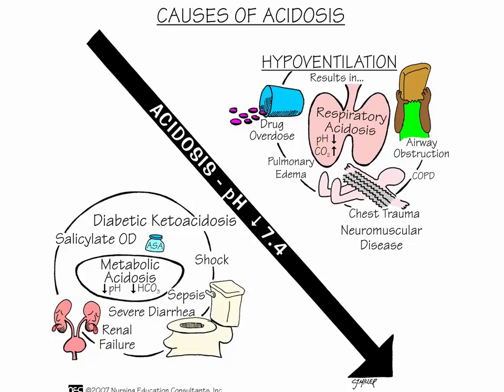Salicylate, which is your aspirin, is an acid. The body converts it into an acid. If I take too much, then I've got too many acids in my body that can't be compensated for by the bicarb. Diabetic ketoacidosis. The blood sugar goes too high, the body can't use it, it starts breaking down its own tissues. A byproduct of that breakdown is ketones. Ketones are acidotic, thus I'm going to have metabolic acidosis.